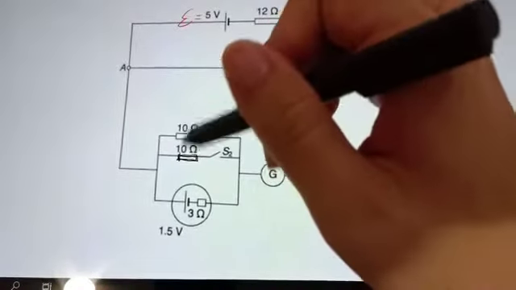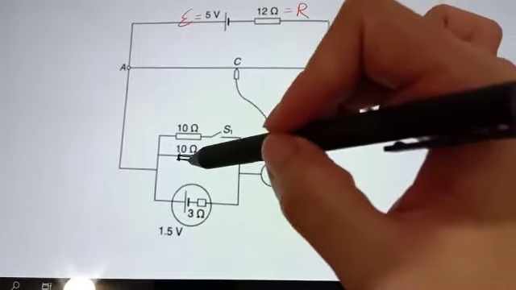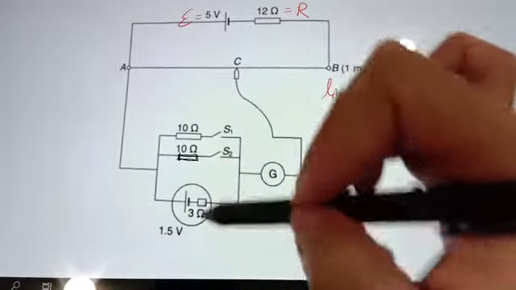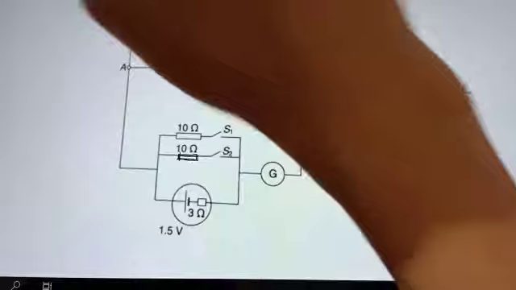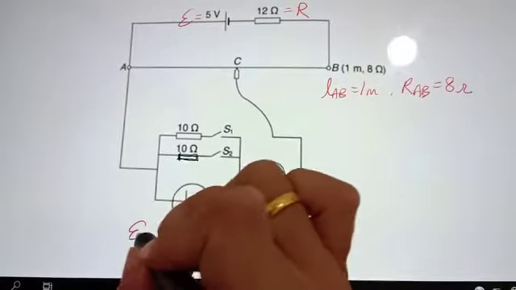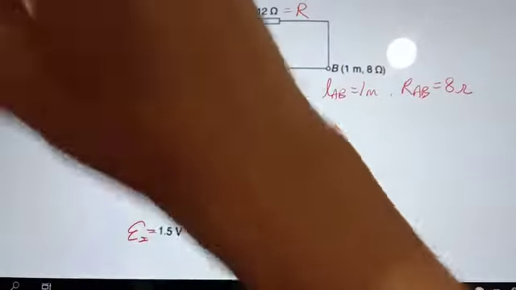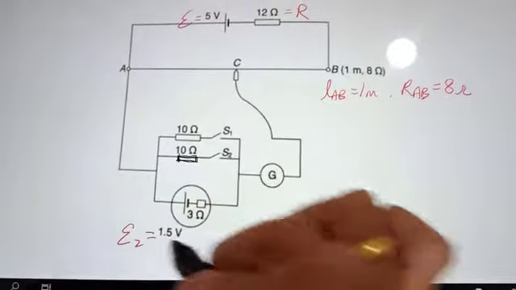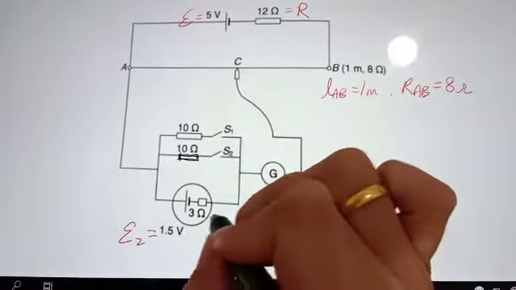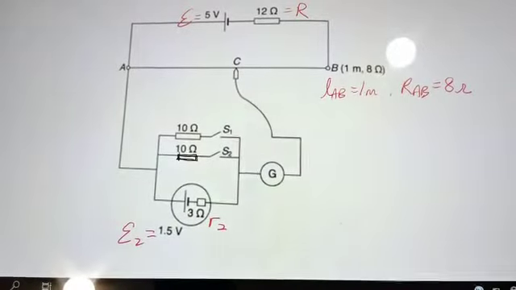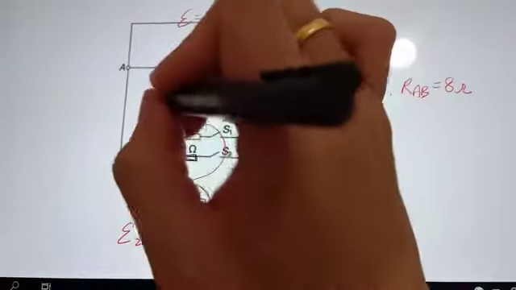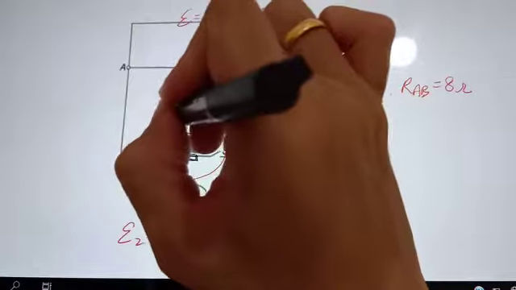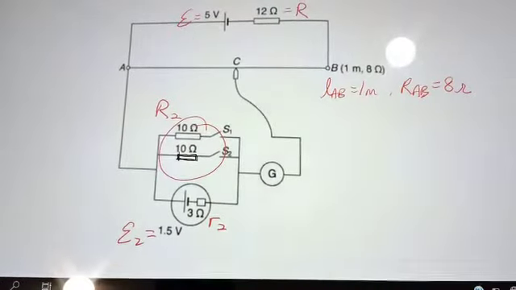Here we have two resistors, resistor 10 ohm, 10 ohm, and then this is another battery here below. So we can label this as E2, and this is small r2. And this thing is big R2.